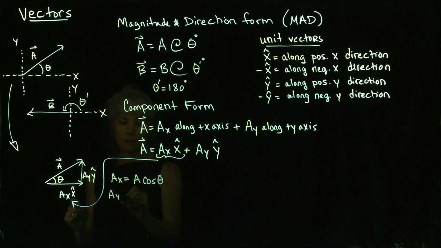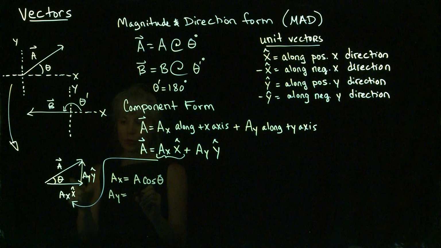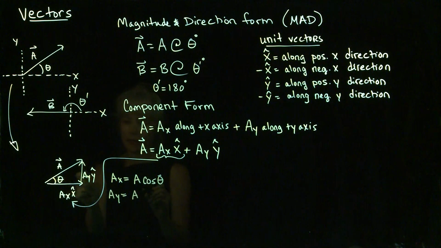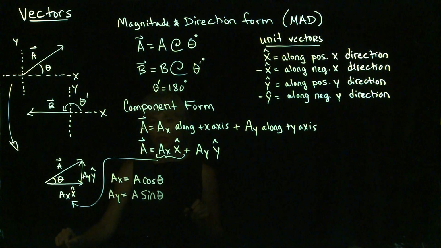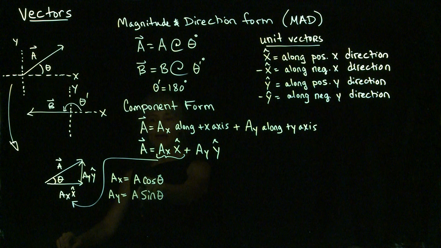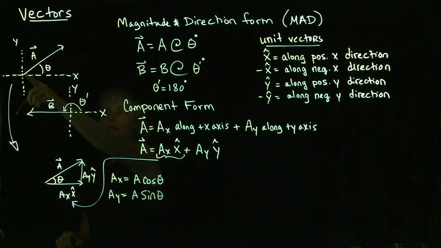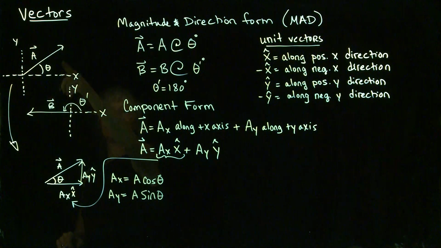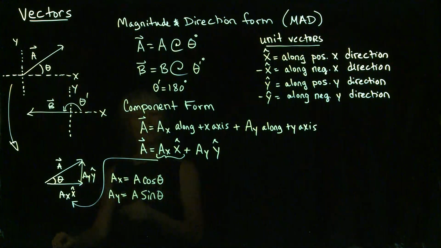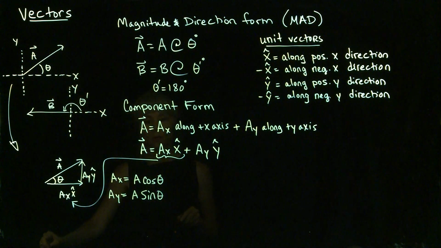AY is going to be equal to the hypotenuse A times the sine, since it's the opposite side, of the angle theta. So we can find the exact lengths of the sides of these triangles, or the distances we would need to move along the x and y axes, by using the trig functions.